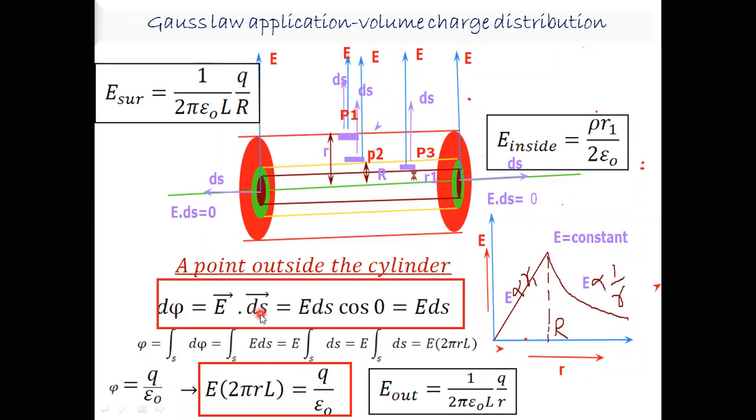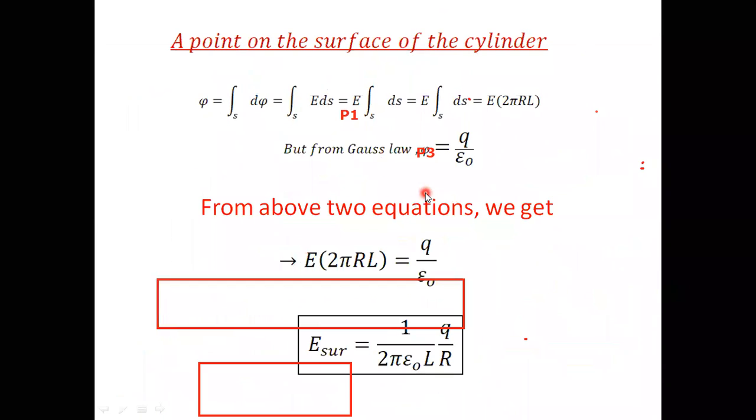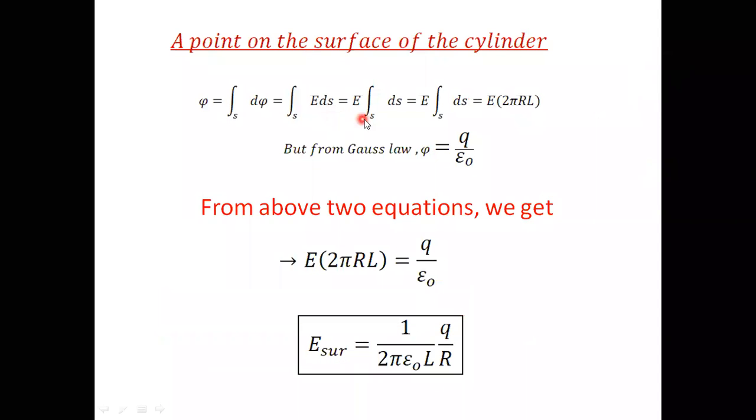dΦ = E̅ · ds̅ = E ds cos 0 = E ds. So that is written here on the surface of the cylinder. Then the total flux is equal to the surface integral of dΦ, which equals the surface integral of E ds. Again here, the point P1 is on the surface of the cylinder. At every point on the surface of the cylinder, the electric field strength is constant in magnitude. Therefore, E is written outside the integral, the surface integral of ds.